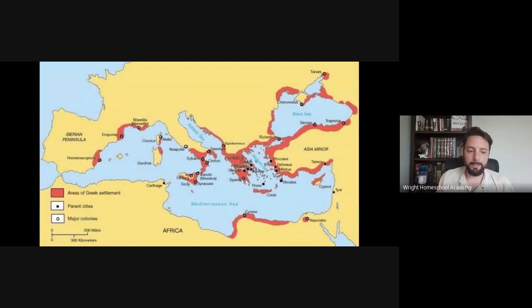All right, one more map to show you just how far Greek settlement went. That's right, the Greeks were known for hopping in their well-crafted ships and being skilled navigators and sailing the Mediterranean Sea and beyond to set up colonies and settlements all around the Mediterranean and even the Black Sea. So these red-colored areas on the map show just how far the Greeks settled.